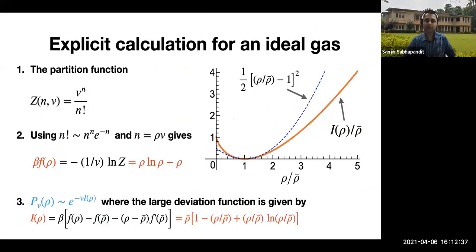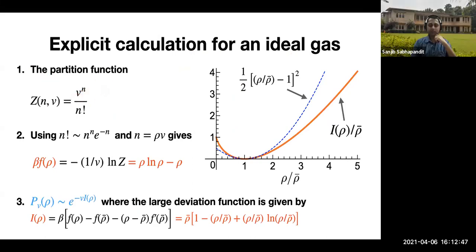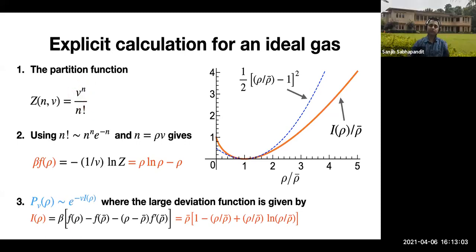So let's just do an explicit calculation here. Let's look at the case of an ideal gas. In this ideal case, your partition function is just volume to the power N divided by N factorial. I have not considered the term coming from the kinetic energy, because it just cancels in the numerator and denominator. So this is just the position part, and because each particle has an accessible volume V, and there are N particles, it's just V to the power N divided by N factorial, because these are indistinguishable particles.